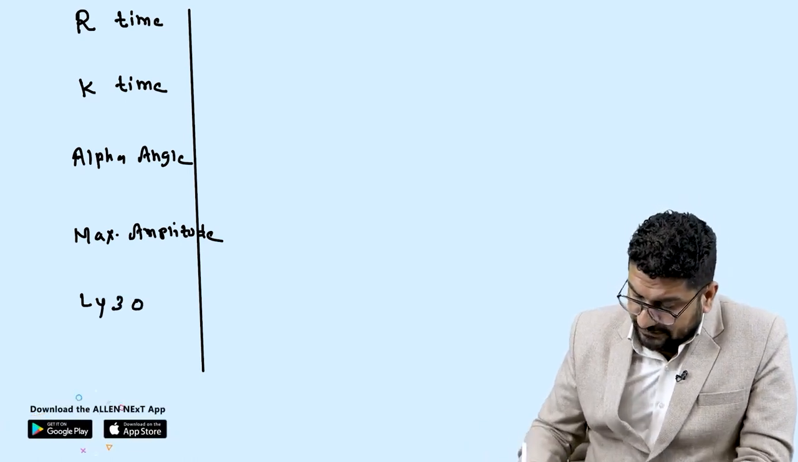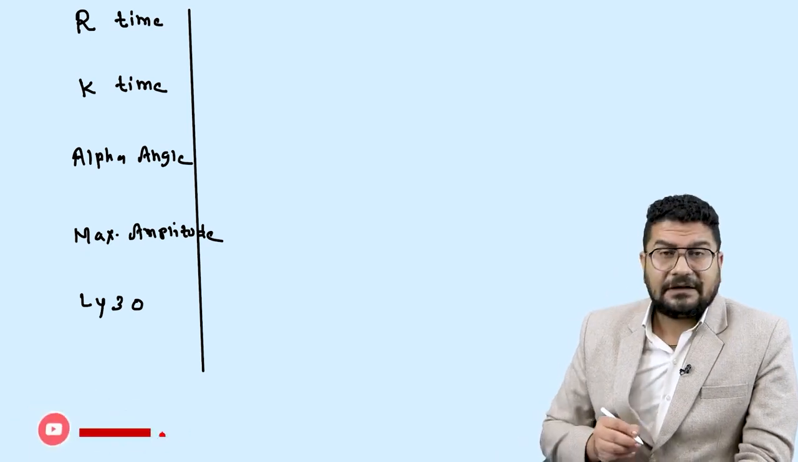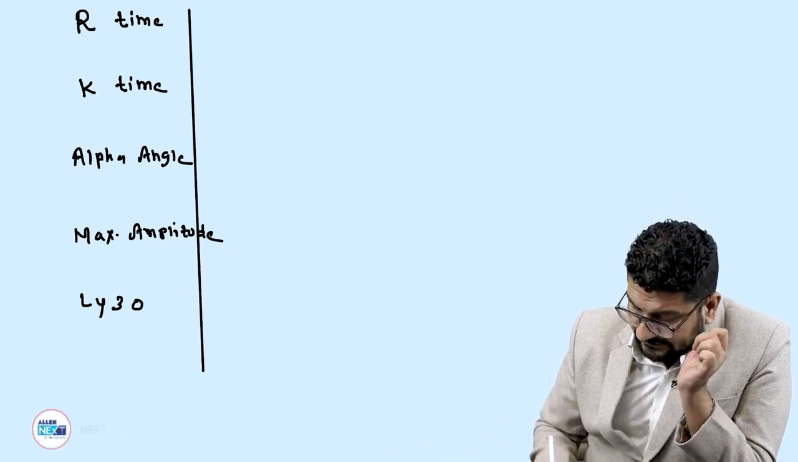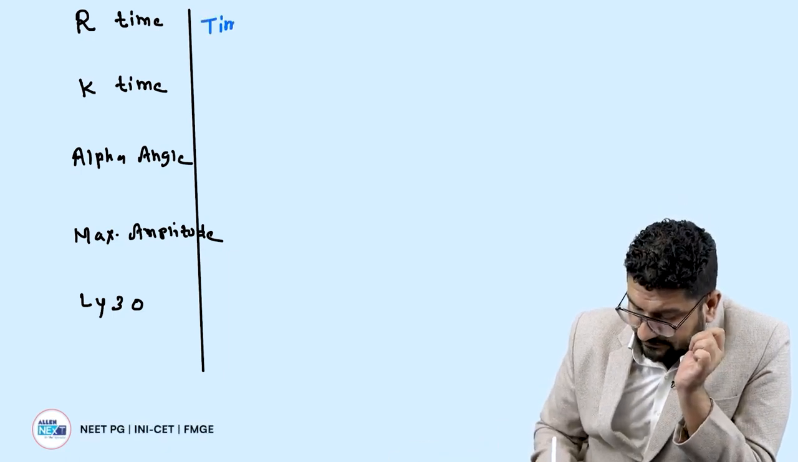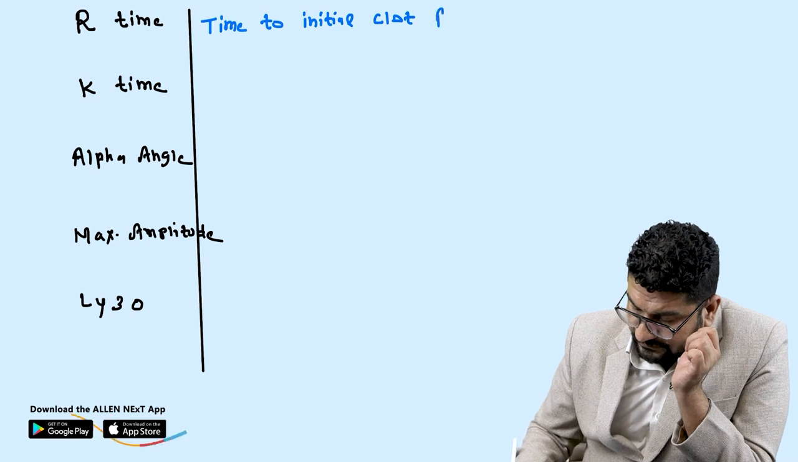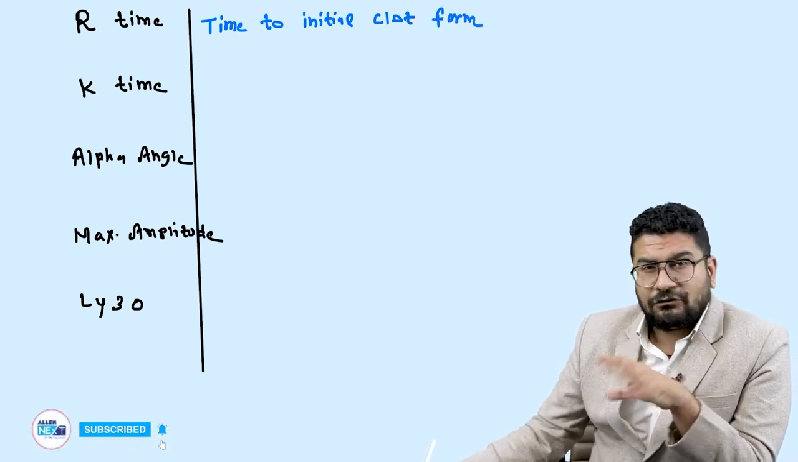Now what is the meaning of R time? Understand, R time is the time to initial clot formation. This time is called R time, or reaction time. So first you have to understand this sequence.